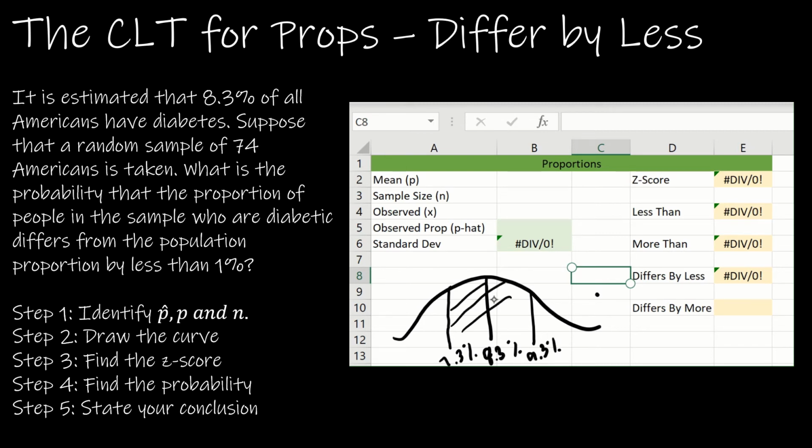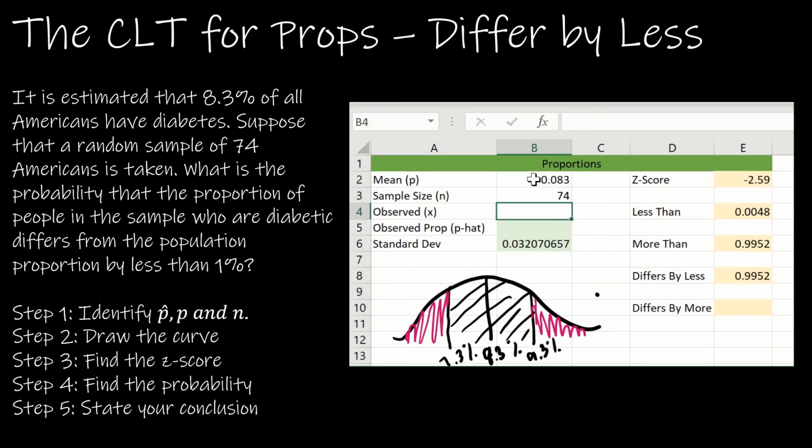I want to find this area in the middle, and one way to do that is to find the area to the left of the lower value and double it to account for the area to the right of the upper value and take that away from 1. So again, my mean is 8.3%, so that's 0.083. Make sure you do that conversion correctly. The sample size is 74. And my observed value, the easiest thing to do is to find the lower one. So my observed is 0.073, 7.3%.